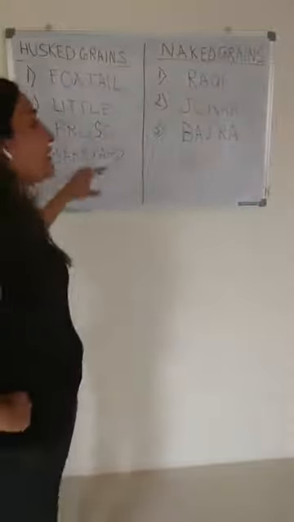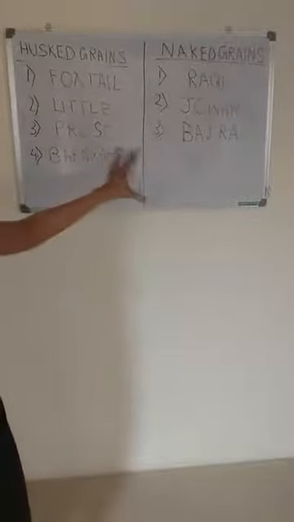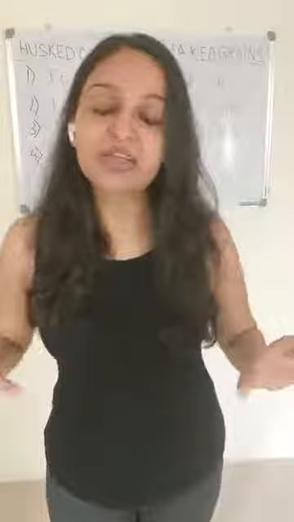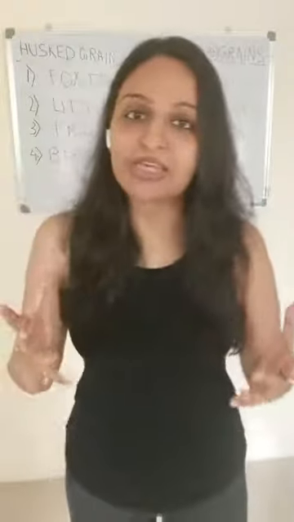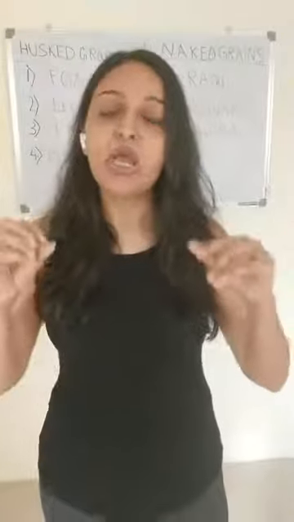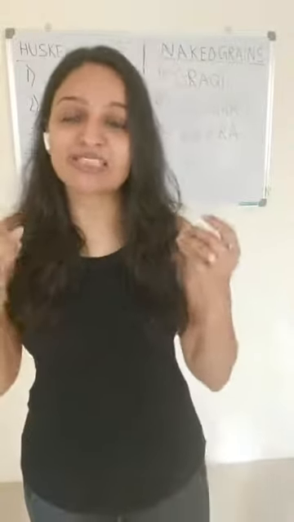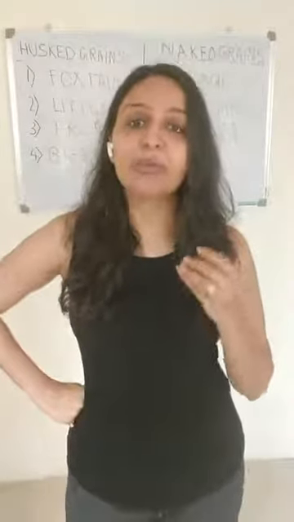So if you see, I have already done it here. There are naked grains, in which are ragi, jawar, bajra, and in husked grains you have foxtail, little, proso millet, and barnyard millet. So we have these 7 kinds of millets, and this is basically another category in which you can divide them. Now why do we want to know this? Because if you get to know how they are produced, what is the difference between these two categories, you will be able to understand how you can alter the recipes, how you can use them in various different recipes. Basically versatility is something that you will be able to understand very well if you understand this concept.